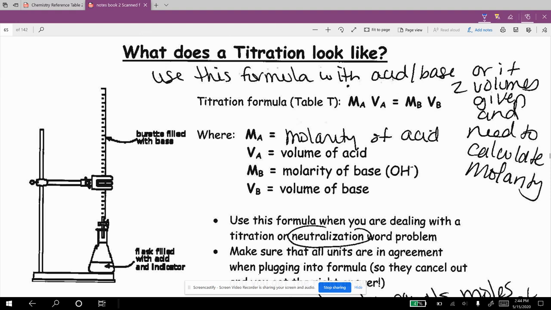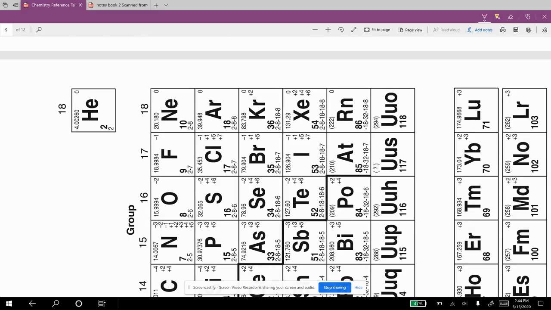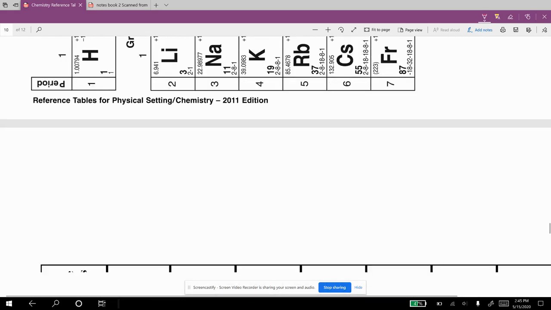This is a titration setup. This goes with the formula on table T, where Ma is molarity of the acid times the volume of the acid equals the molarity of the base times the volume of the base, right? Molarity of the acid times volume. So remember, there's two places for molarity on your reference table. So let's go to table T.